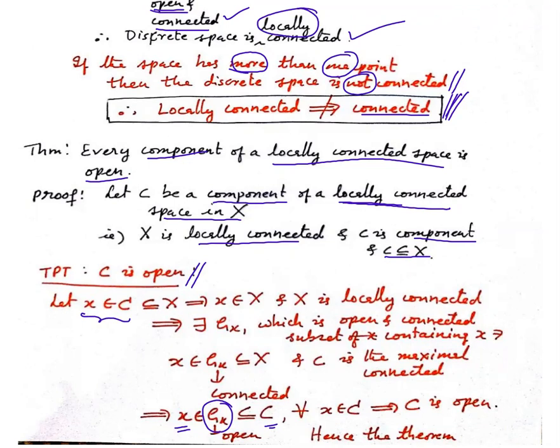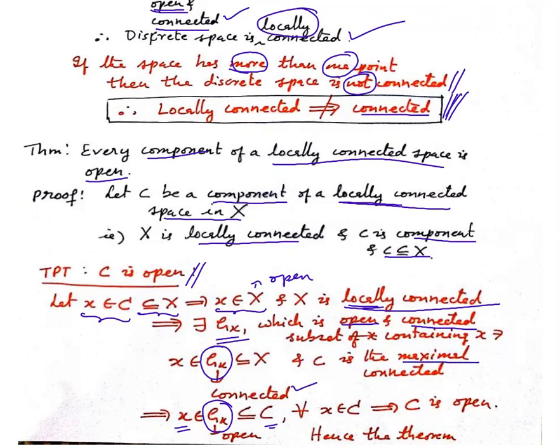So take x belonging to C, and C is definitely a subset of X, so the element x will belong to capital X. X is locally connected, and X is an open set containing x. That means there exists an open and connected set containing x in between. So x belongs to G of x contained in X, where G of x is open and G of x is connected.